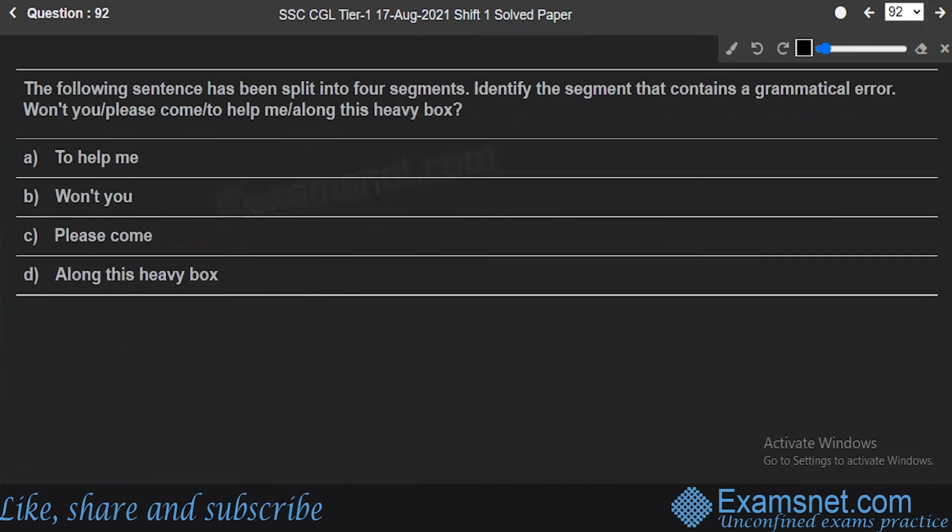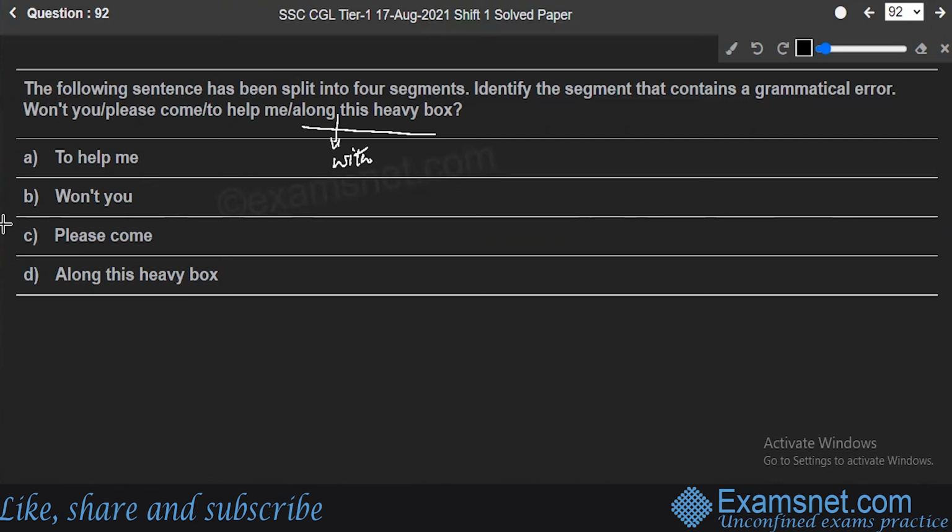The following sentence has been split into four segments, and you have to identify the segment that contains a grammatical error. It's: won't you please come to help me along with this, along this heavy box. So this given sentence, if I'm reading it as such, seems to be grammatically incorrect. Here, along with this heavy box should be used instead of this.